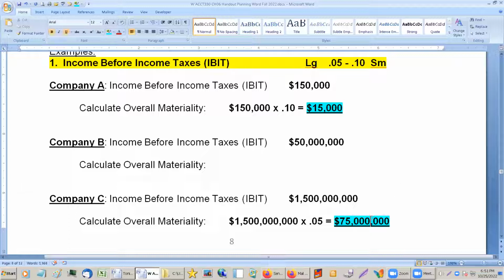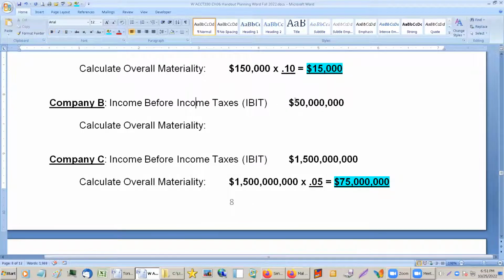And you guys got those 75 million? Yes. All right, so again, no one's probably going to sue you for 15,000. Now they might, but not as likely, but 75 million, people sue you for that. So that's why we keep these larger amounts to a tighter range.